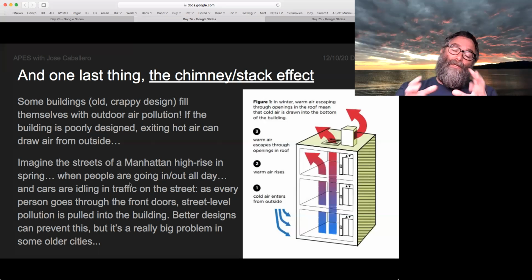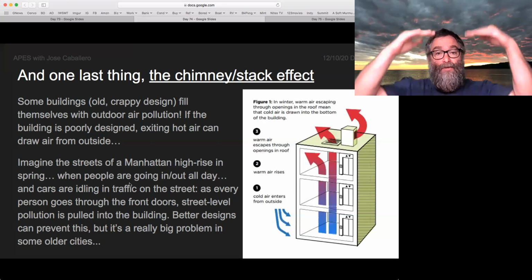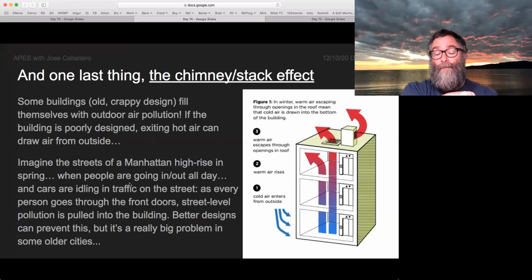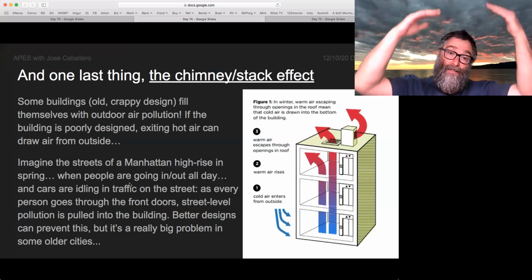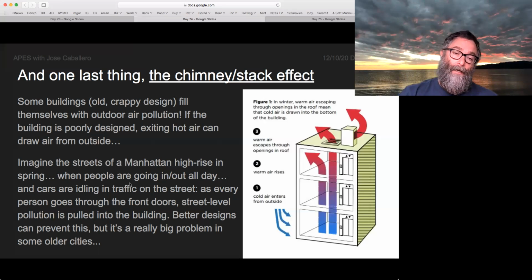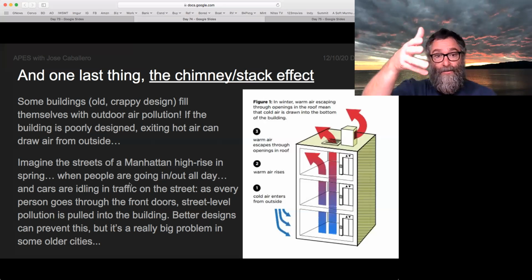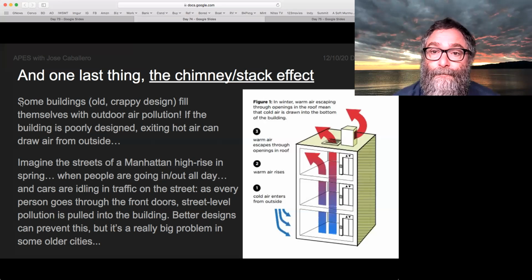Now we make buildings to be smarter. We force air out at the bottom. We contain the layers of air between floors of a tall building. We use fans to push out air that would be trying to climb up the building. But back in the day, this was not something we knew about. So a whole bunch of older, tall buildings are unfortunately designed to suck in air pollution.